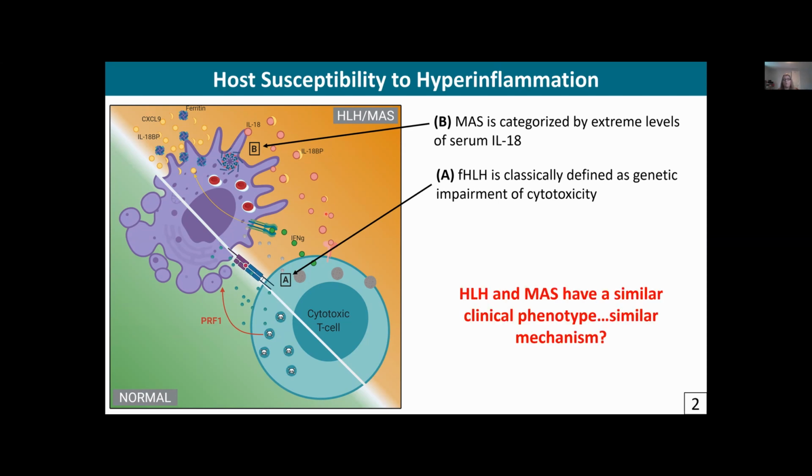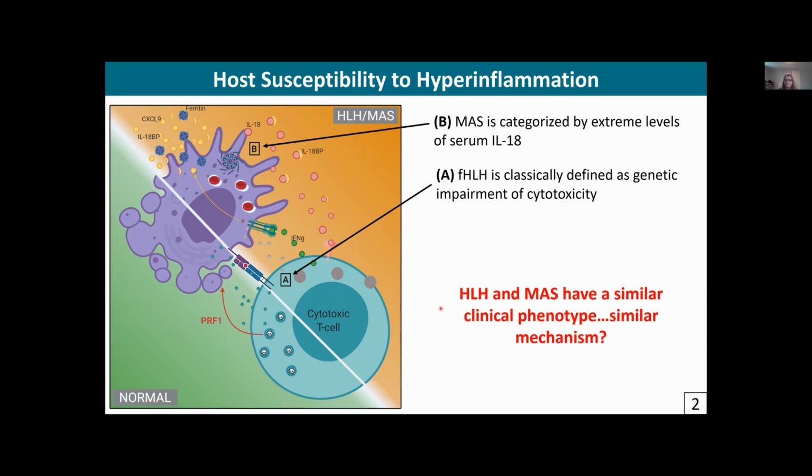While quite a bit is known about how the lack of cytotoxicity can lead to hyperinflammation, how MAS patients end up with hyperinflammation is not as well understood. Therefore, the main focus of this first part is to understand the mechanisms behind these host susceptibility factors. The hypothesis is that since HLH and MAS have similar clinical phenotypes, they could be sharing a similar mechanism of action.